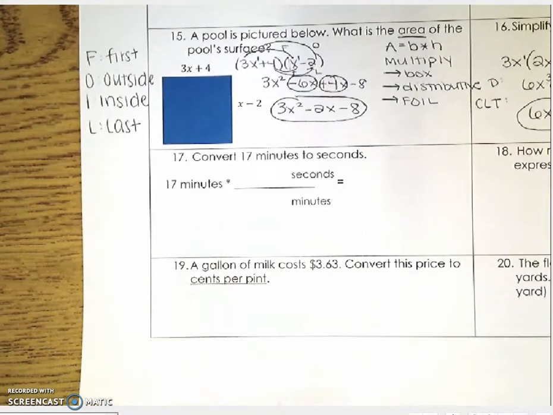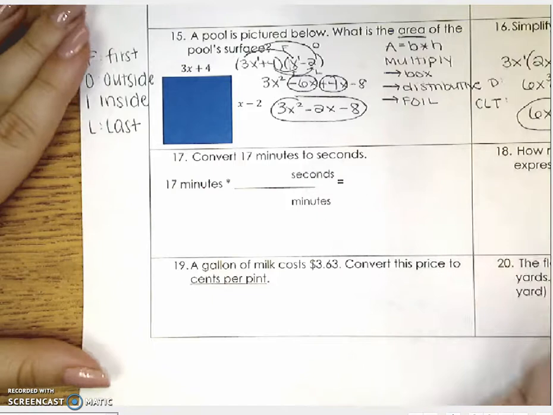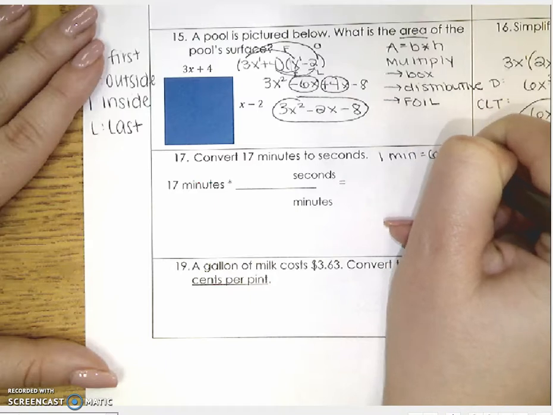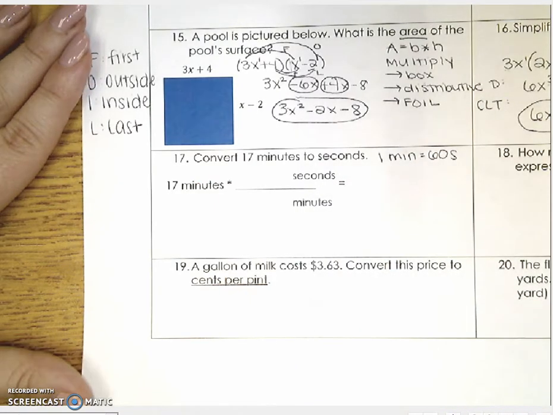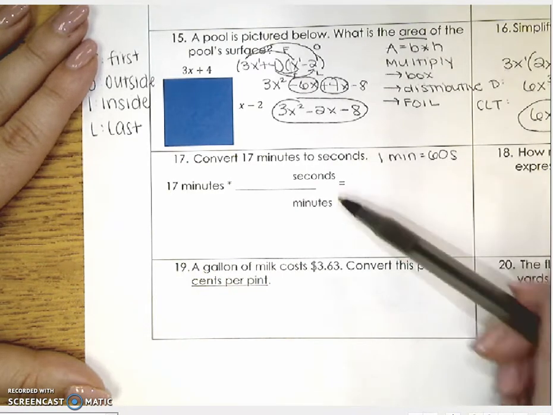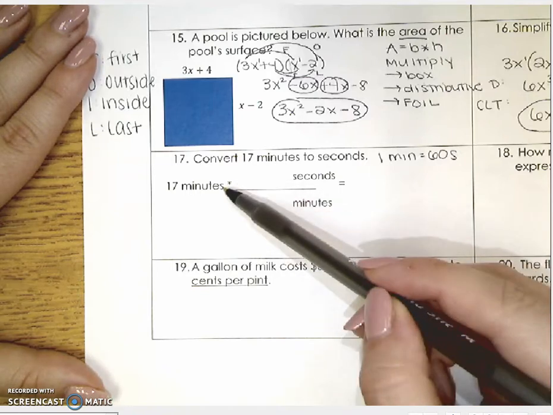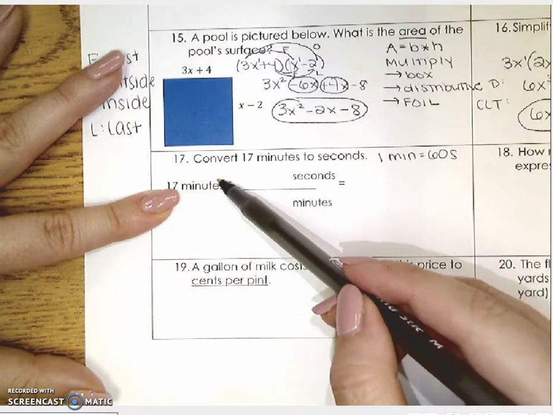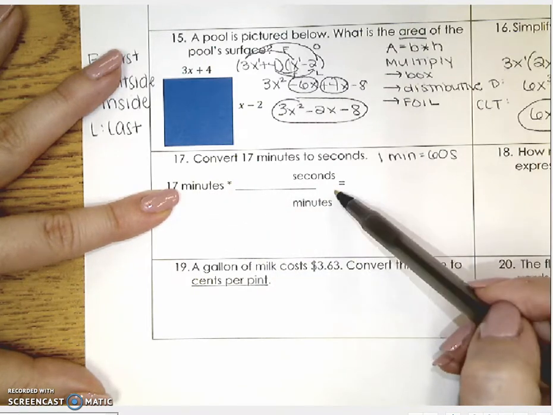Number 17 is what we did most recently, which is converting units to different units. So for this one, they want us to convert 17 minutes to seconds, and you should remember that 1 minute equals 60 seconds. That will not be given to you on your test, but of course, if you have any questions, raise your hand and ask. Lucky for me, they set this up for me. They put minutes on the bottom because what goes up must come down. The only way to cancel out minutes is if you have 1 on the top and 1 on the bottom.